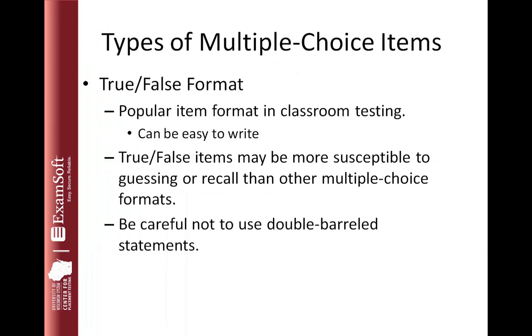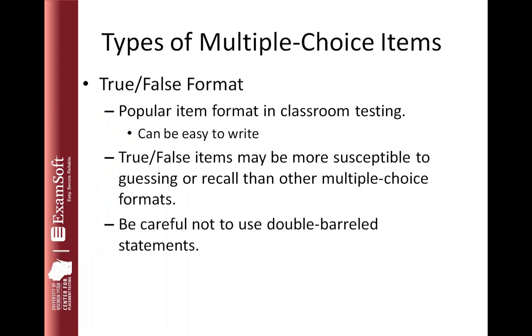Our final type of multiple choice item is the true-false format, which simply is a multiple choice item that only has 2 alternatives, and they've already been defined for you. You don't need to write a distractor and a key. It's either going to be true or false. This is a very popular type of item with classroom testing, and generally they can be pretty easy to write. However, it's important to note that these true-false items may be more susceptible to guessing, since there's only 2 options to choose from, or just simply recall.